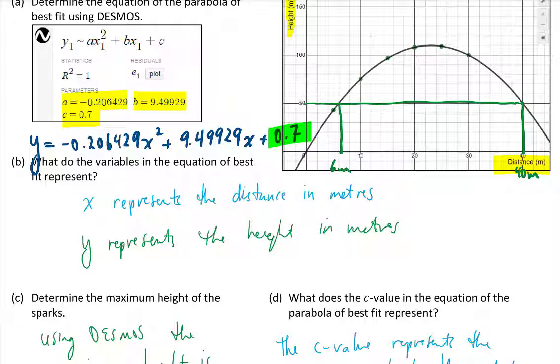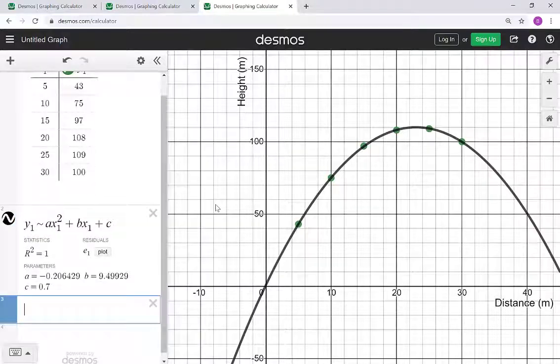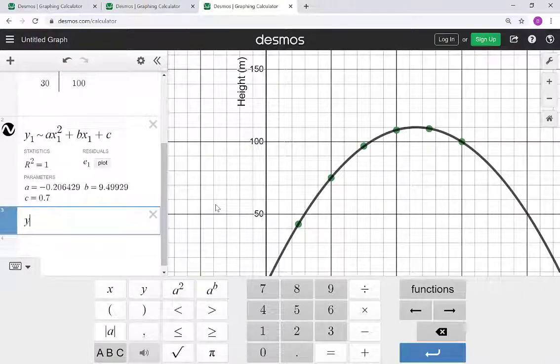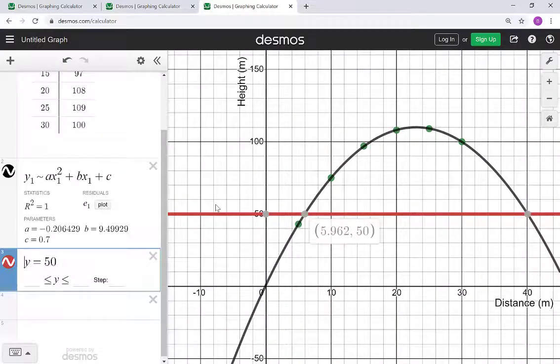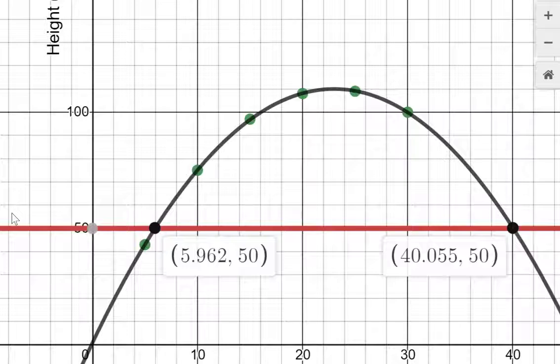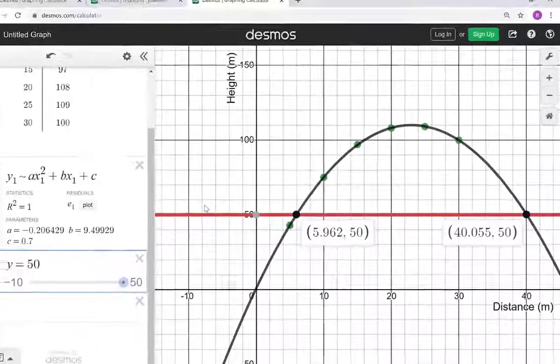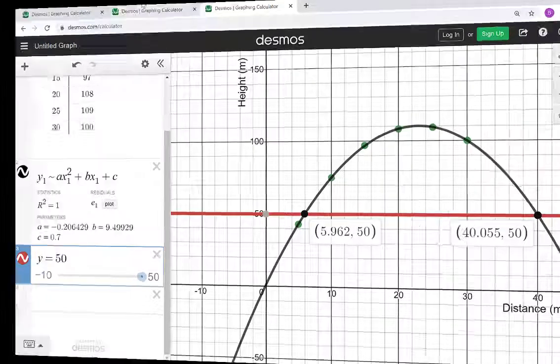The second thing we can do is we can go back and verify this in Desmos. So if we go to Desmos, we're going to type in y equals 50. Hit enter. Then all we need to do is click on the 2 points. So see about 5.96, so approximately 6, and about 40.55. So as we predicted by the graph, approximately 6 meters and approximately 40 meters in, the rocket is at a height of 50 meters.